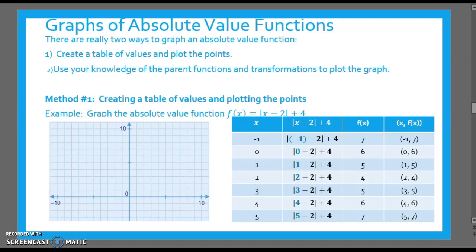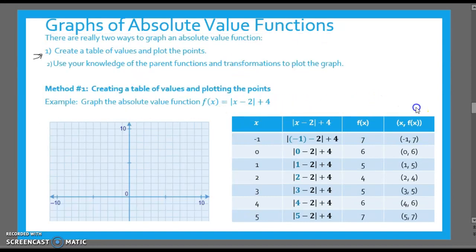So let's look at these graphs again. There are really two ways to graph an absolute value function. Number one, you can create a table of values and plot the points, or use your knowledge of the parent functions and transformations to plot the graph. Okay, so let's do number one: creating a table of values and plotting the points. So we're going to plot this function f of x equals absolute value of x minus 2, plus 4.